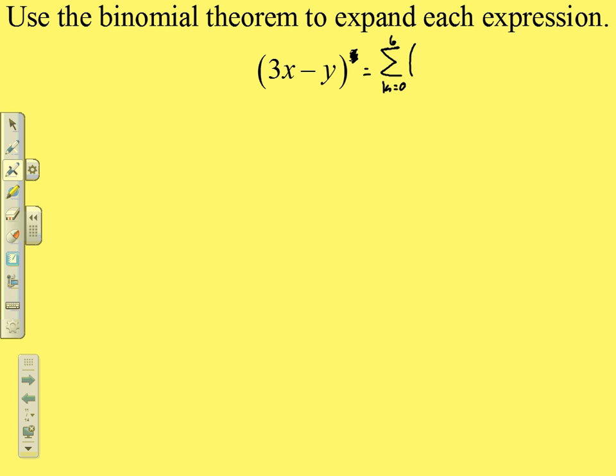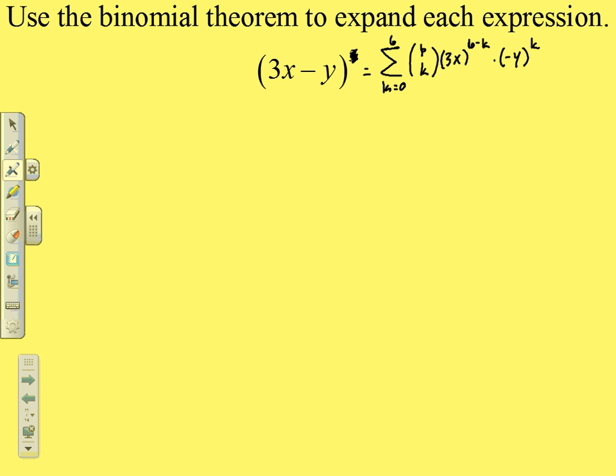So for my combinations here, I would say 6 choose k. And then the first term is 3x, and I'm going to put that in parentheses, to the n minus k power. So 6 minus k power times a negative y. I'm going to put that in parentheses also to the k power. So that's how we're going to kind of follow it out.